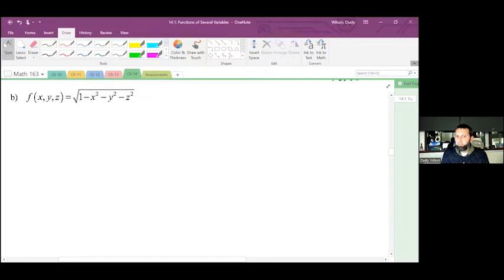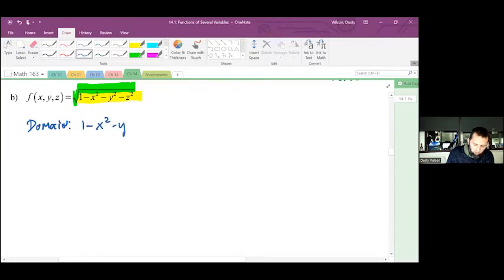In part B, we're asked to find the domain of f of x, y, z equal to the square root of 1 minus x squared minus y squared minus z squared. So here again, we see that the factor influencing our domain is that square root, and square roots like only non-negative numbers, that is, things that are positive or equal to 0. So our domain here will be where the argument, 1 minus x squared minus y squared minus z squared, that radicand, is bigger than or equal to 0. Or in other words, we want 1 to be bigger than or equal to x squared plus y squared plus z squared.